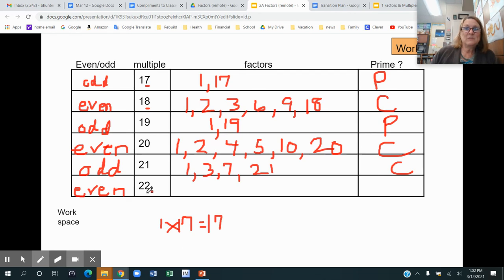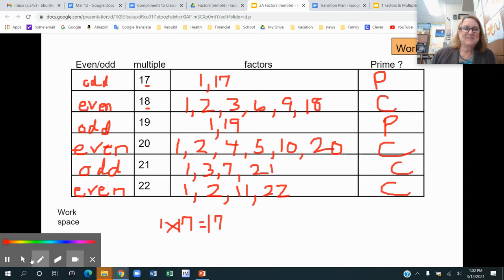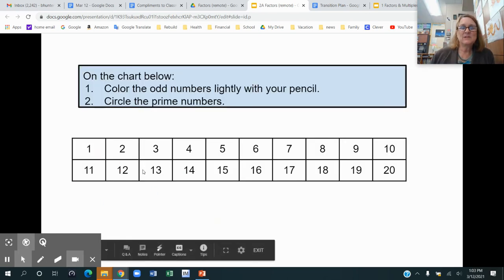22, it's an even number. I'm going to tell you right now, it's not a prime number. Almost every single even number is not prime. See if you can do that. Did you get 1, 2, 11, 22? Yeah, that 2 times 11 is in there. And so that's a composite number. All right, good job.